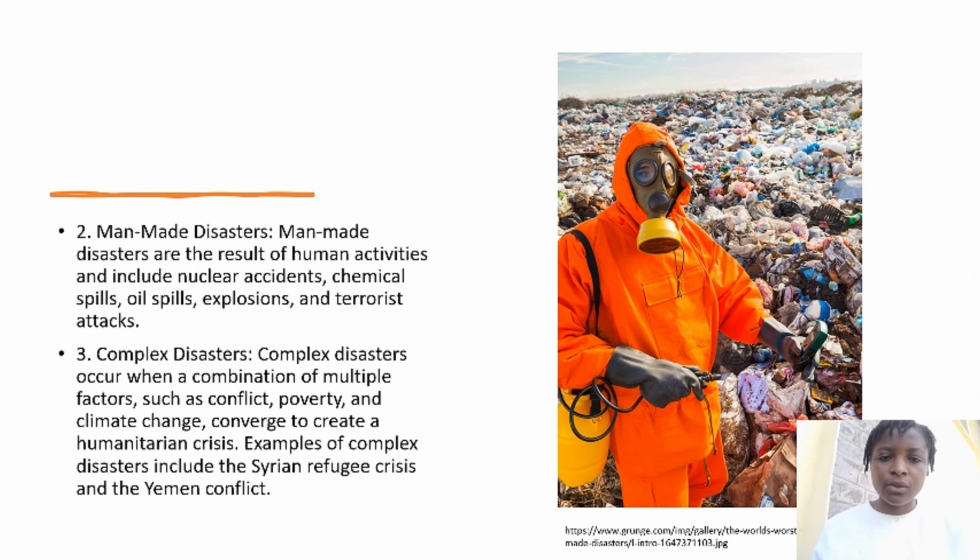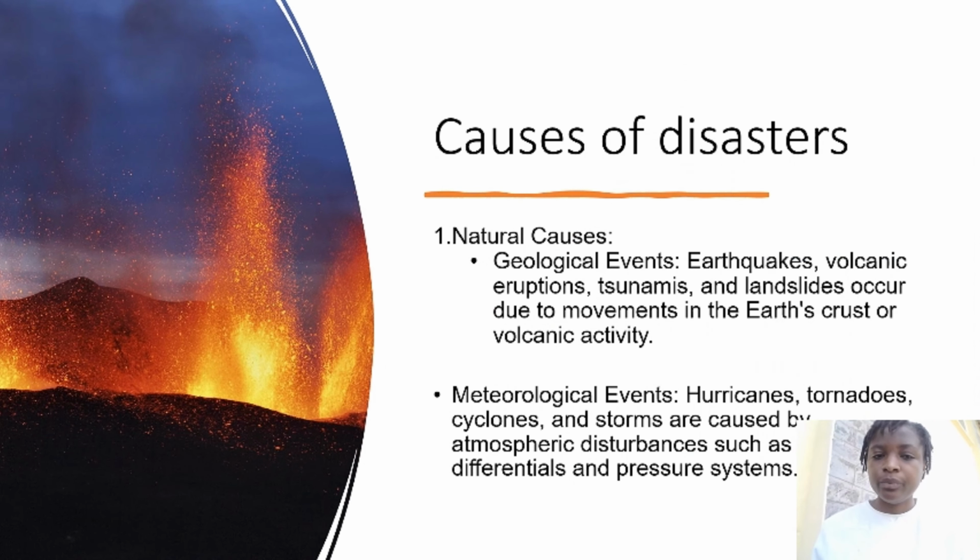Also, the third one is complex disasters. Complex disasters occur when a combination of multiple factors such as conflicts, poverty, and climate change converge to create a humanitarian crisis. Examples of complex disasters include the Syrian refugee crisis and the Yemen conflict. So these disasters are likely to occur when two crises occur at the same time.